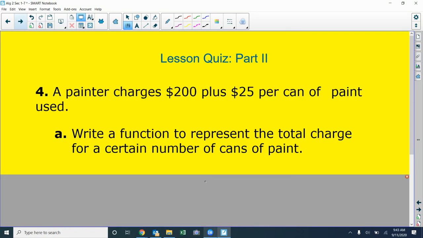How about this one? And this is the last one. See if you can rank this one. It's another cost as a function of something. And we're done.